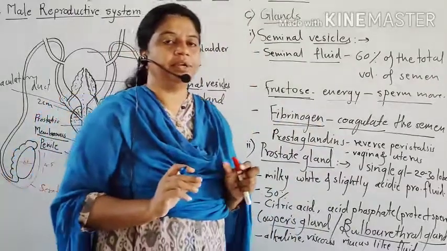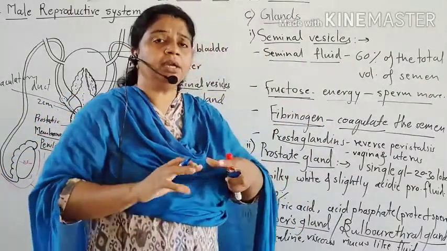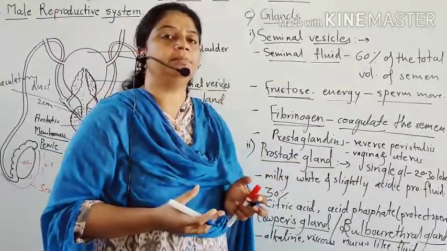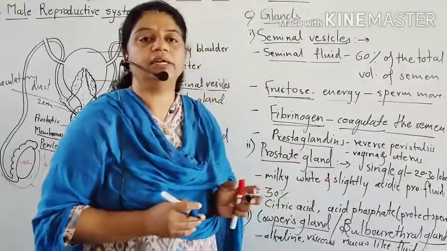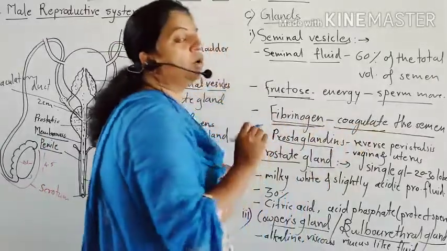Semen is a liquid, semi-solid, milky white colored fluid. It quickly coagulates or clots in the female reproductive system and forms a bolus, which helps in the movement of the semen. This fibrinogen coagulates or clots the semen.